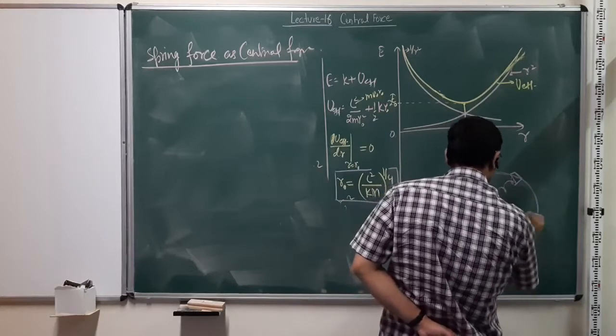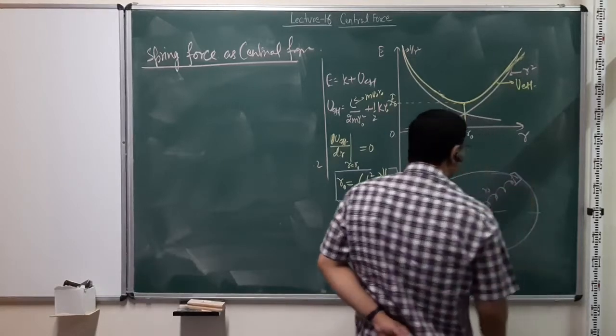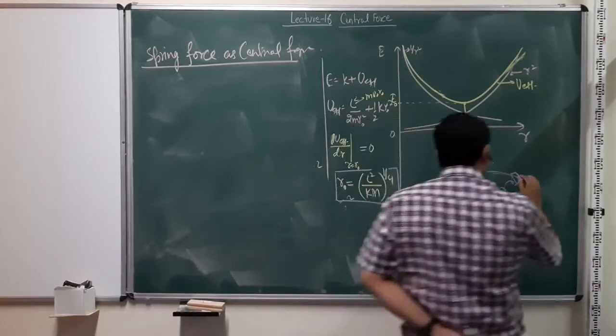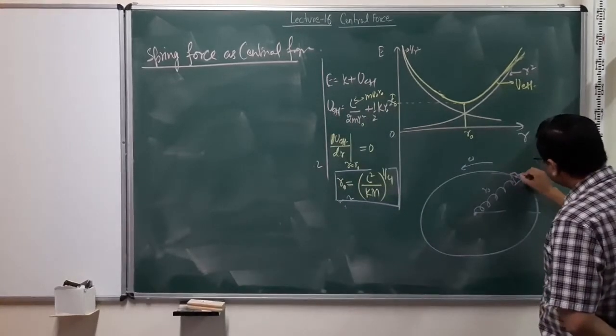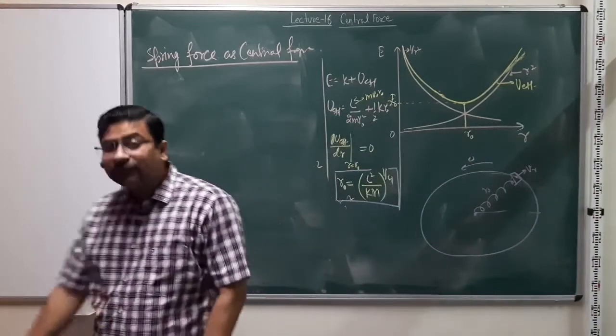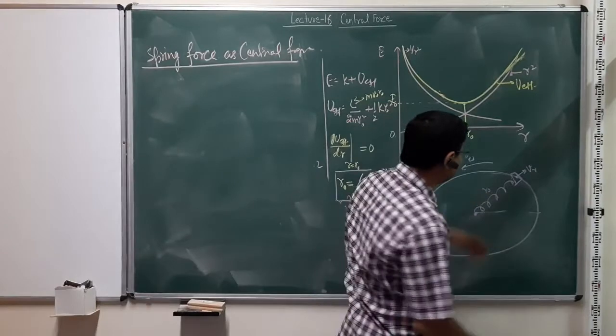The mass was here. So at R0, it was nicely going about with some angular velocity omega. And now, instantaneously, I give it a kick, right? I give it a kick in the radial direction, particularly in the radial direction.